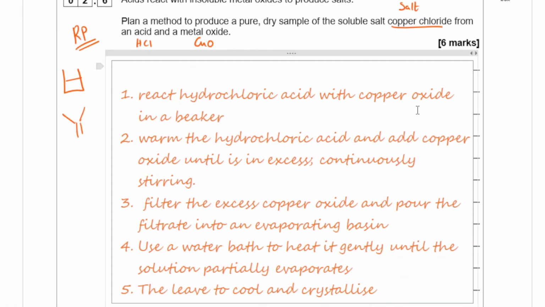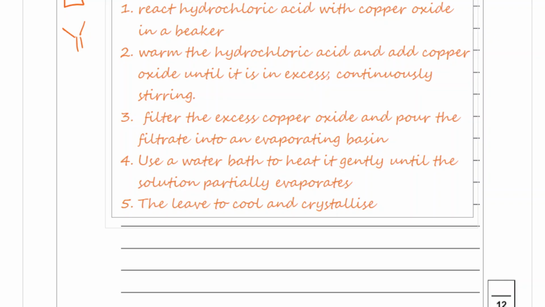React hydrochloric acid with copper oxide in a beaker. Warm the hydrochloric acid and add copper oxide until it is in excess, continuously stirring. Filter the copper oxide and pour the filtrate into an evaporating basin. Now the filtrate will be the copper chloride salt solution. Use a water bath to heat it gently until the solution partially evaporates. Then leave to cool and crystallize to form your salt crystals.